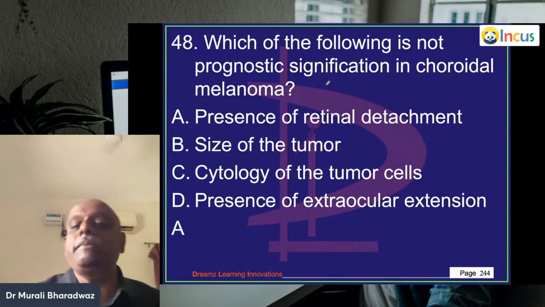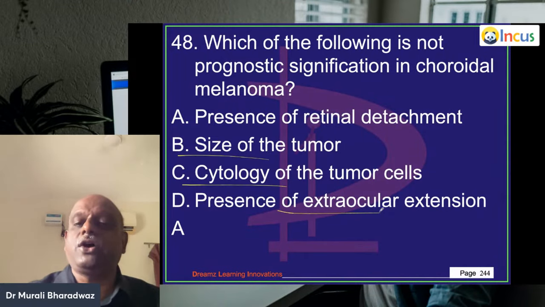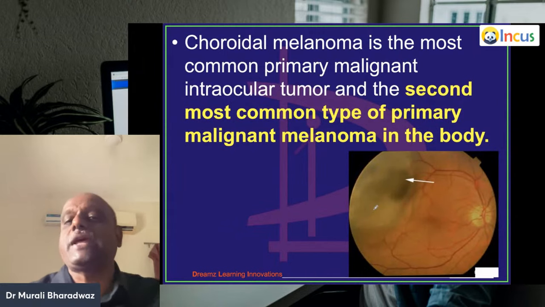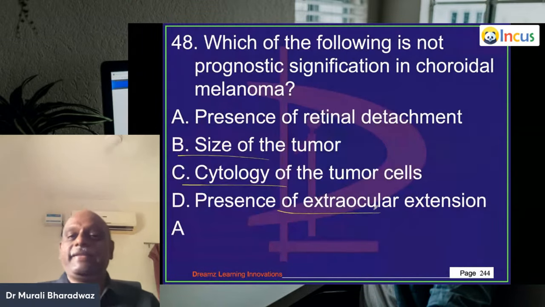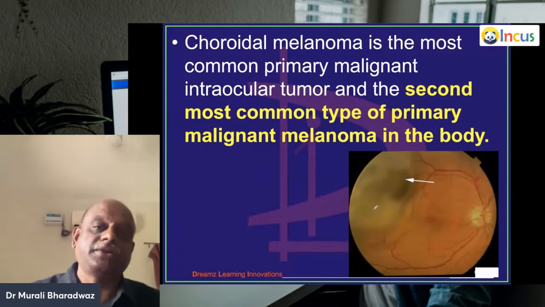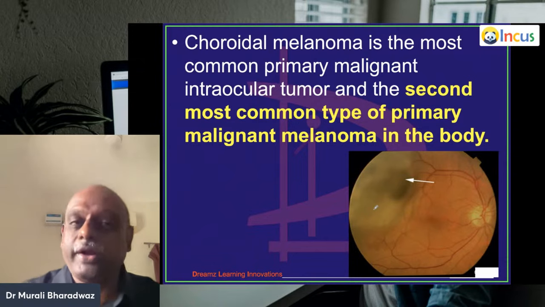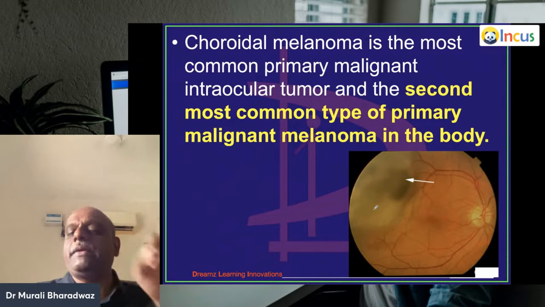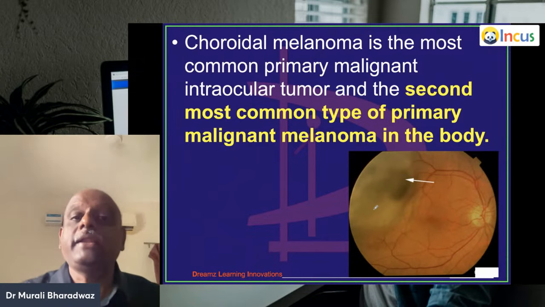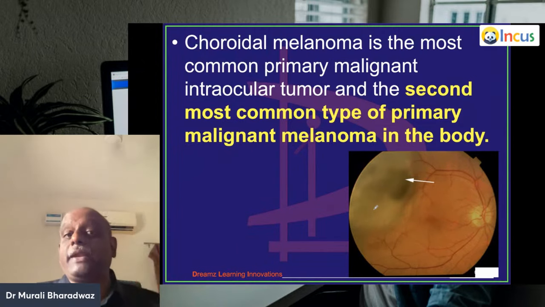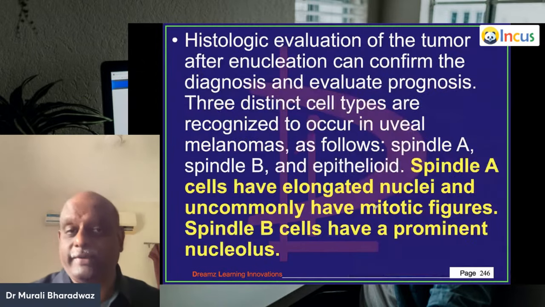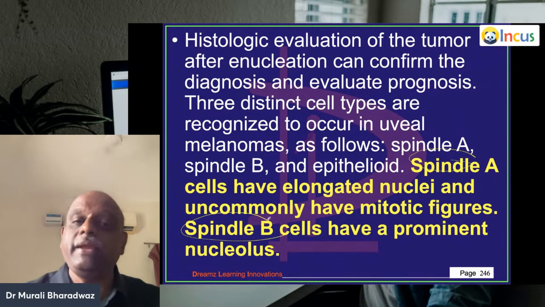In choroidal melanoma, it is the size of the tumor, cytology, and extraocular extension. They are the important prognostic features. Choroidal melanoma is the most common primary malignant intraocular tumor and the second most common type of primary malignant melanoma in the entire body. What do you find, doctor? Spindle A and spindle B are the two types of cells.